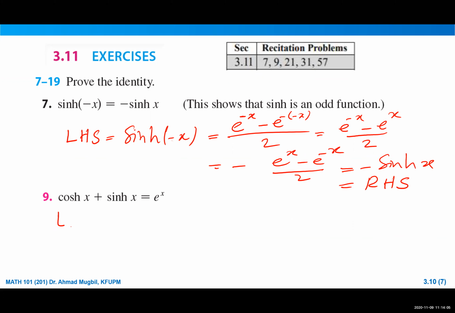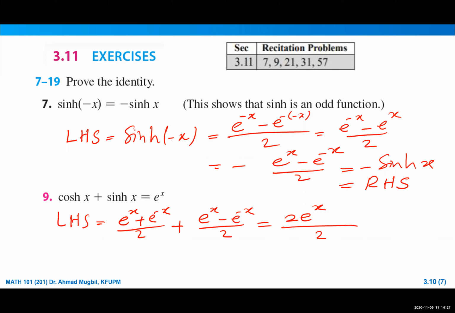Similarly here, if you start with the left-hand side, which is cosine hyperbolic x, which is e to the power x plus e to the power negative x over 2, plus sine hyperbolic x, which is e to the power x minus e to the power negative x over 2. This equals what? You have the same denominator, 2. Now e to the power x plus e to the power x is 2 e to the power x. Now e to the power negative x minus e to the power negative x is 0. So what we have at the end, 2 over 2 is 1, and we have e to the power x, which is the right-hand side.